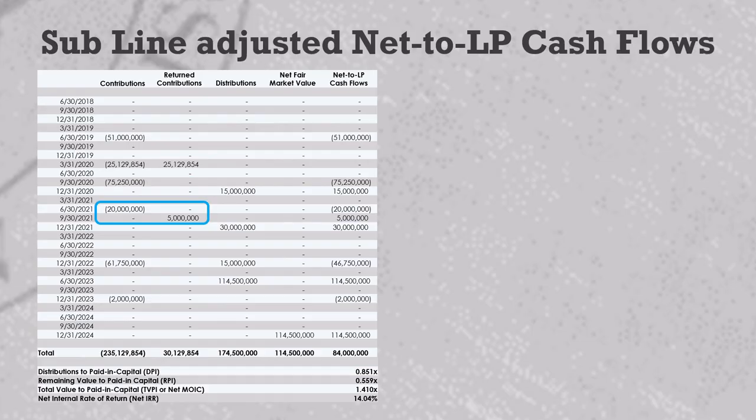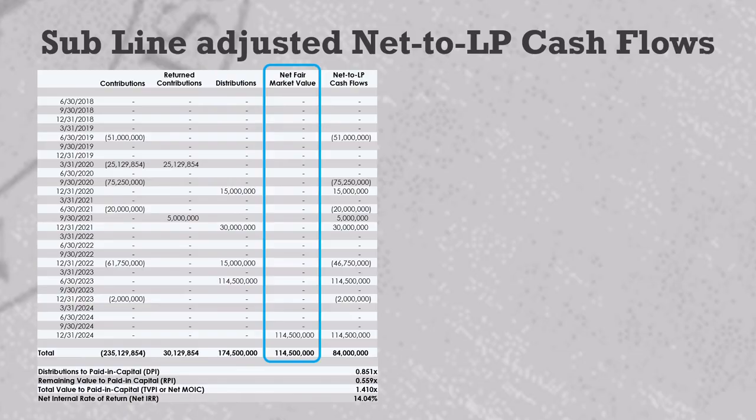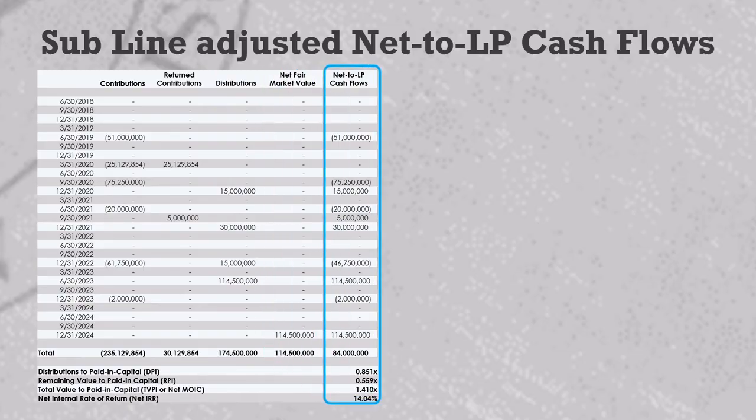The third column here includes the distributions. The fourth includes the fair market value after deducting carried interest, and the net cash flows on the right sum these four columns to provide the net IRR of 14%. This format also gives us net multiples.